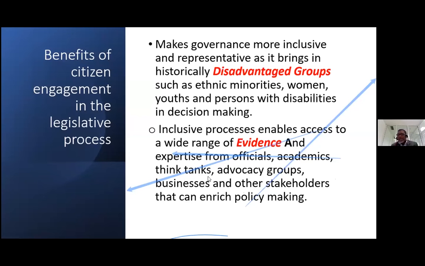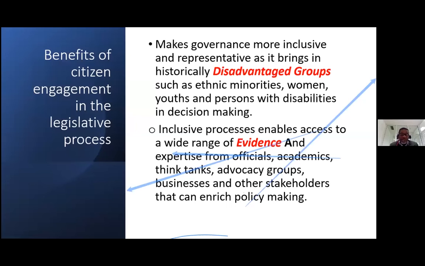But basically, the point I would like to emphasize, I will start now. Number one, it also helps us to ensure inclusion. You cannot have good governance without it. It's one thing to have governance, it's another thing to have good governance. One of the factors of good governance is inclusion. So by our engagement, we tend to strengthen the issue of inclusion, especially for disadvantaged groups.